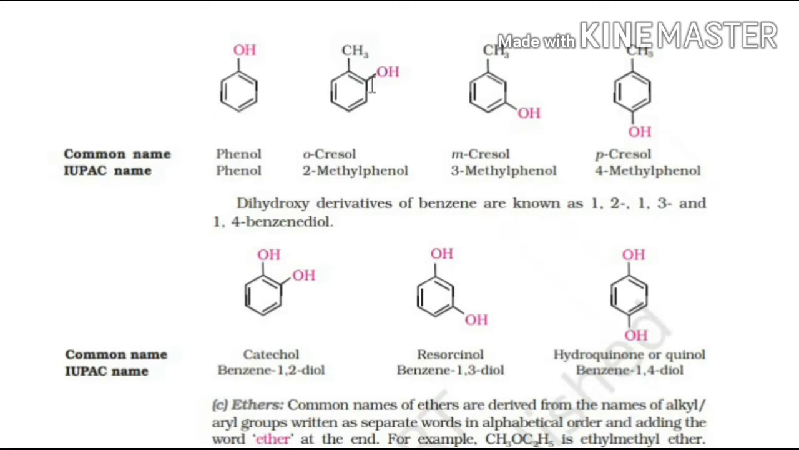If the substituent is at the ortho position with respect to this functional group, this carbon is ortho and this carbon is also ortho, so we can say that it is orthocresol. Now at the meta position, this is ortho and this is meta. There are 2 meta positions. At one meta position there is a CH3 group, so this is known as metacresol.